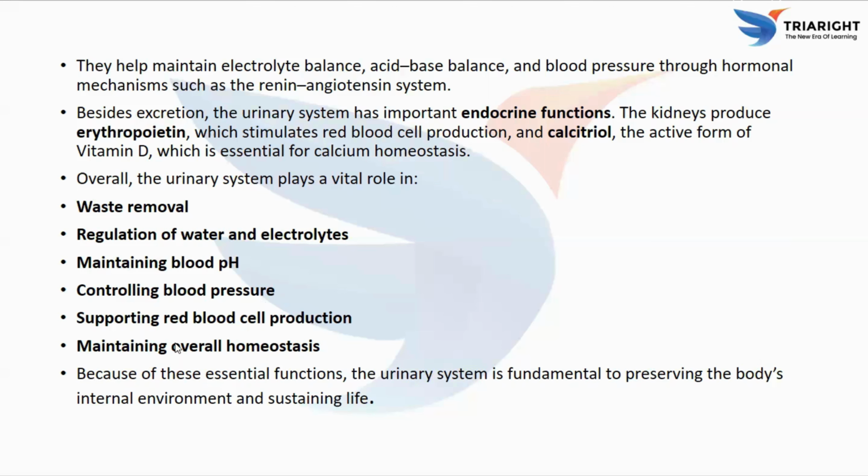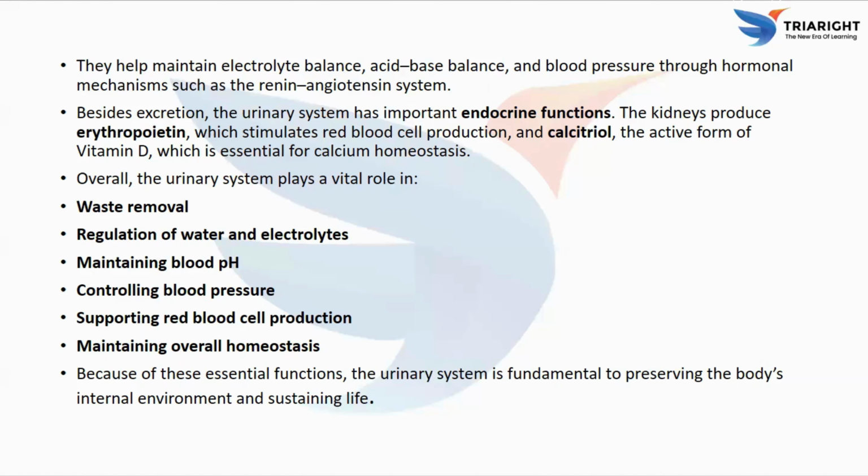So what is a simple explanation of homeostasis? Homeostasis means keeping the body's internal environment stable even when outside conditions change. For example, if you drink too much water, kidneys remove extra fluid. If you are dehydrated, kidneys conserve water. So the urinary system acts like the body's internal balance manager.